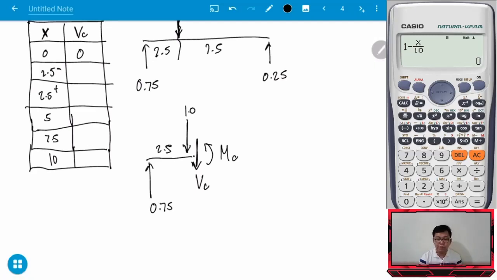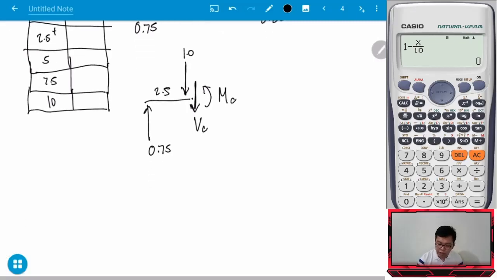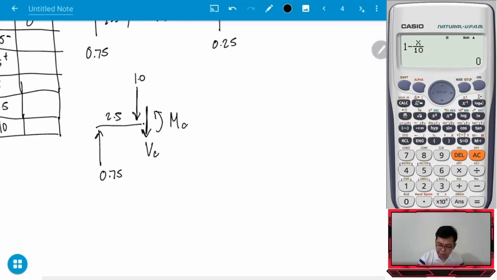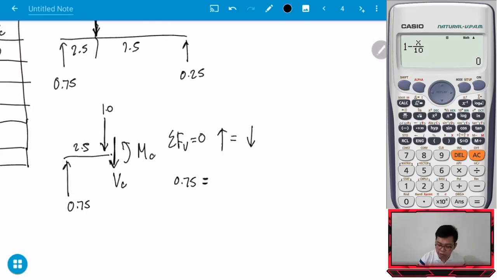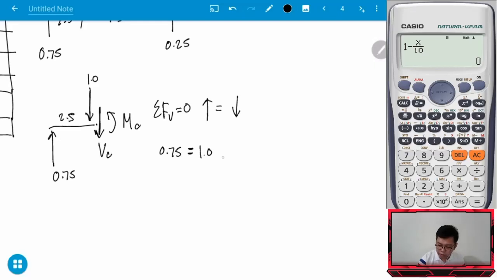Okay? So, since that is before the 2.5, if I will try to sum up forces, dito ko na lang ilalagay. Summing up forces vertical is equal to 0. Upward is equals downward. So, ano yung upward forces ko dyan? Ang upward forces ko is obviously itong 0.75. Meron pa ba iba? Wala na, no? And then that must be equal to the downward forces. Ano yung downward forces natin? 1.0 and then plus VC. Okay? Therefore, solving for VC, VC is simply equal to negative 0.25.